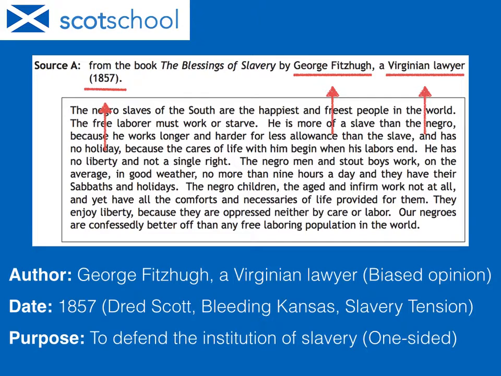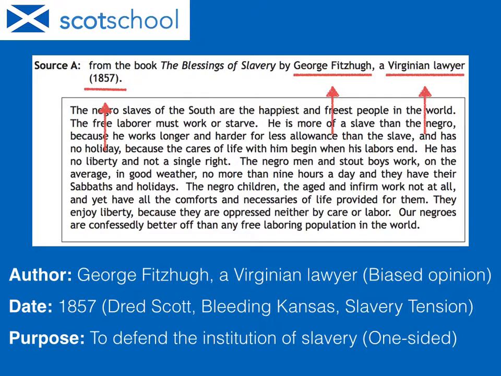Now, this is all well and good, but we need to make sure, why is this useful? Well, George Fitzhugh is from Virginia. This could mean that he has a biased opinion, which might limit the usefulness of the source. The date, however, is 1857, which might be quite useful because it's part of a time period which had vast tensions over slavery and had other interesting things like the Dred Scott case and Bleeding Kansas.